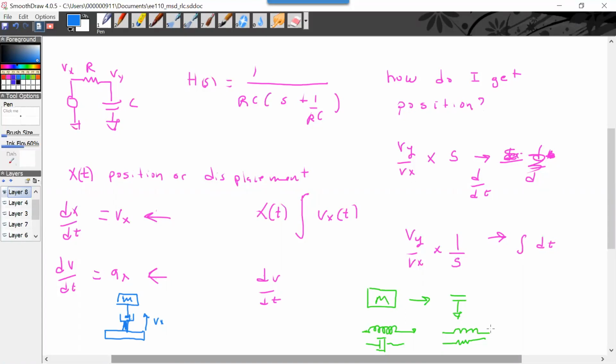Did that answer your question, Mike? Oh, yeah, Ed. So can you explain again why multiplying by S is the derivative, but multiplying by the reciprocal is the integral?